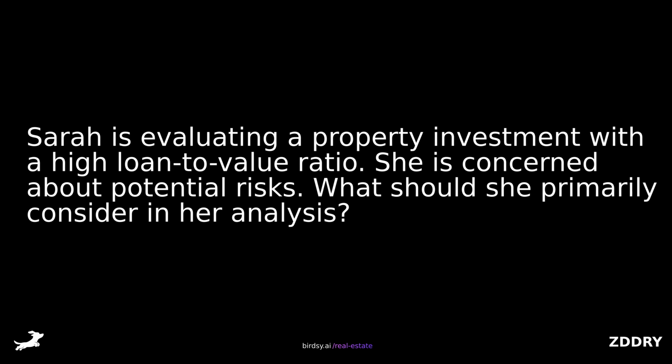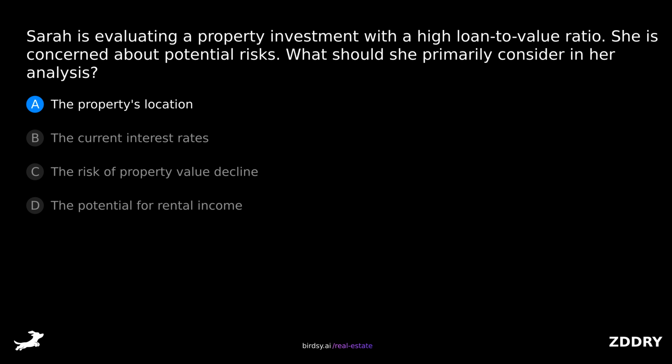Sarah is evaluating a property investment with a high loan-to-value ratio. She is concerned about potential risks. What should she primarily consider in her analysis? Is it A, the property's location, B, the current interest rates, C, the risk of property value decline, or D, the potential for rental income?